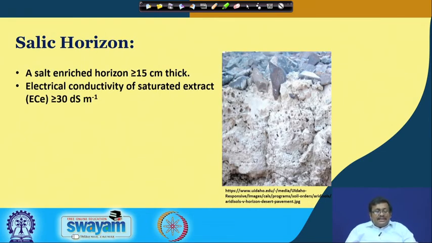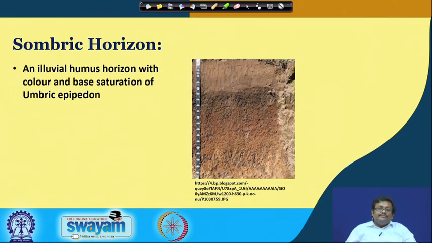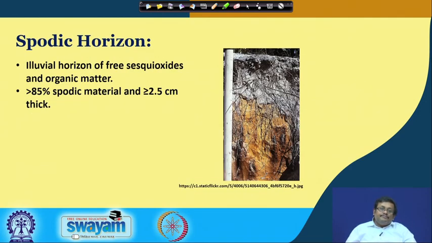Salic horizon, as the name suggests, is a salt enriched horizon having thickness of greater than 15 centimeter, and it has an electrical conductivity of saturation extract greater than 30 decisiemens per meter. Sombric horizon is an illuvial humus horizon with the color and base saturation of umbric horizon. If you remember the umbric horizon, it is dark in color, but base saturation is low. So, similarly, the sombric horizon is an illuvial humus horizon with color and base saturation of umbric epipedon.